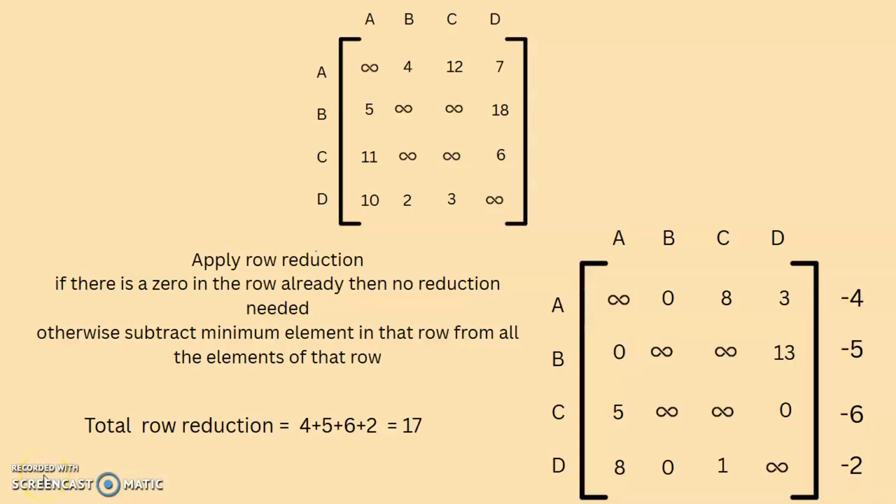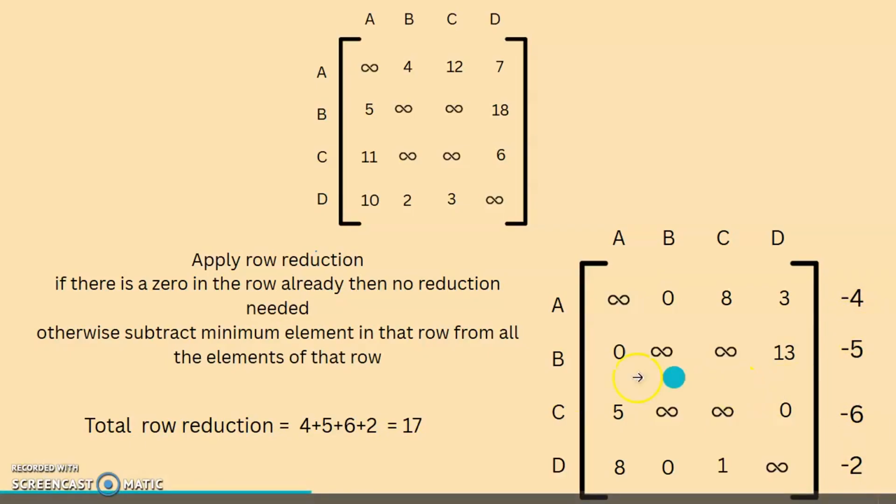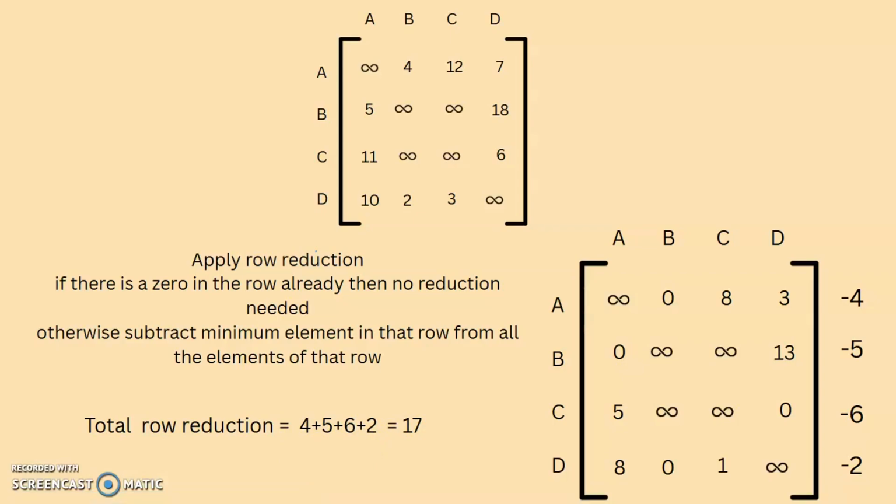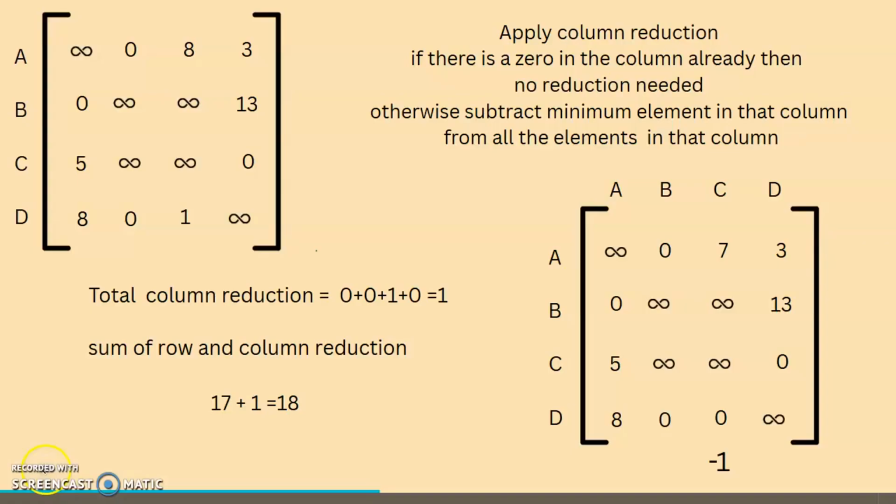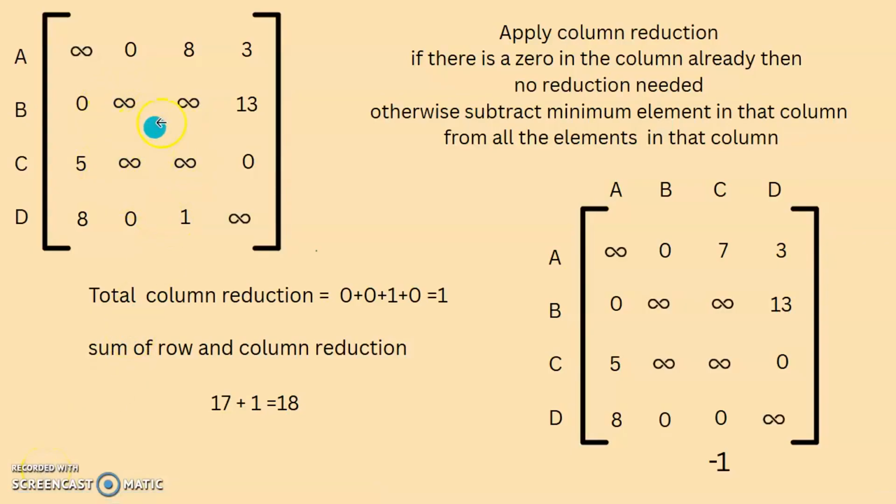To find the total row reduction value, we have to add the absolute values of these numbers. That means we are adding only 4 plus 5 plus 6 plus 2 without the minus sign. So what is the total value? You are getting 17. Take the matrix after row reduction as reference and apply column reduction.